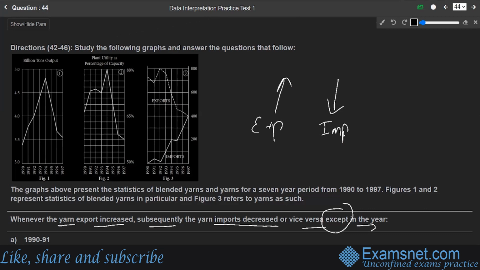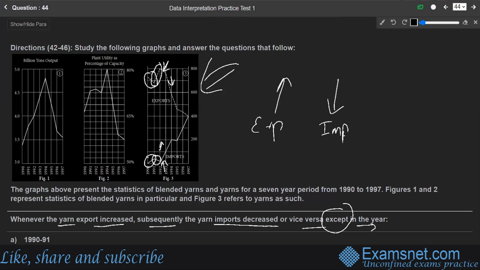So we'll have to observe figure number 3 closely so that we can understand where the pattern is reverse. Between 90 and 91, this is decreasing and here it is increasing, so the pattern is reverse. 91 to 92, it is increasing, here it is decreasing, pattern is reverse. 92 to 93, it is decreasing, and in this trend it is increasing, so this is also reverse. 93 to 94 is always decreasing and here it is always increasing, so it is the same situation till here.